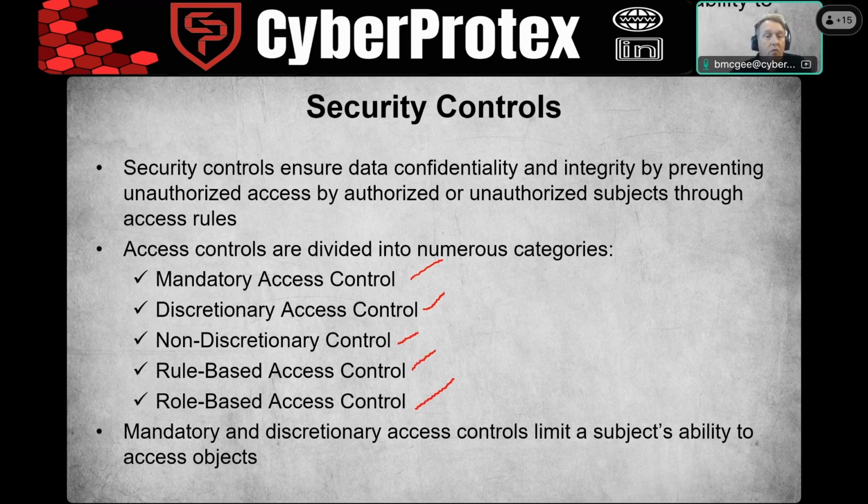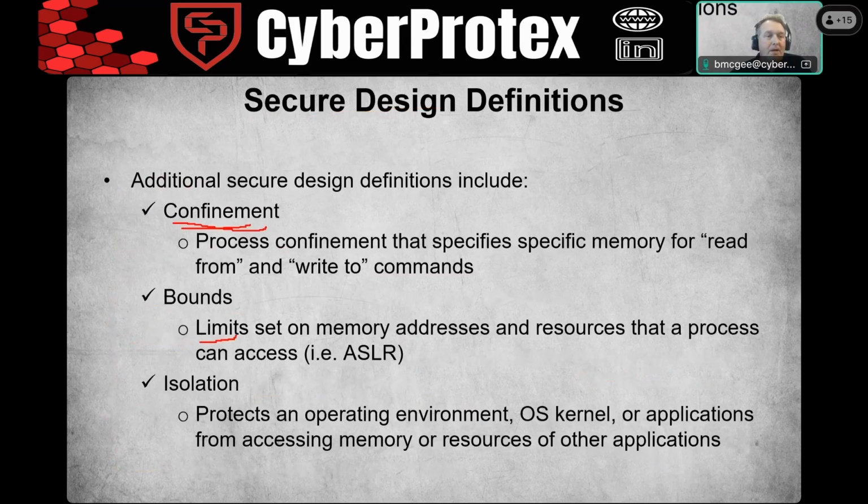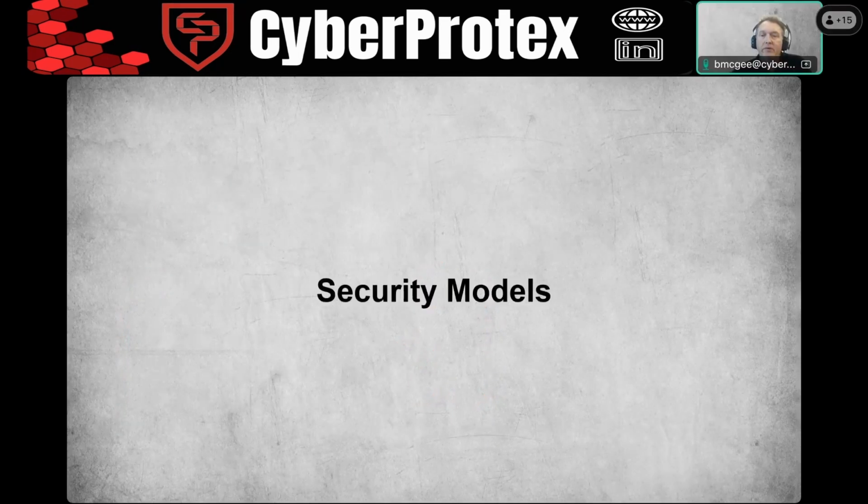When we jump into these at a later time, there will be questions on your exam that will test your knowledge of these different types of access control. So again, going back: subjects and objects, closed systems and open systems, confinement, bounds, and isolation. One of the more difficult components to understand, because it's more abstract, are these security models. As we go in and start to talk about this, you're going to be tested on your understanding of these different types of models.